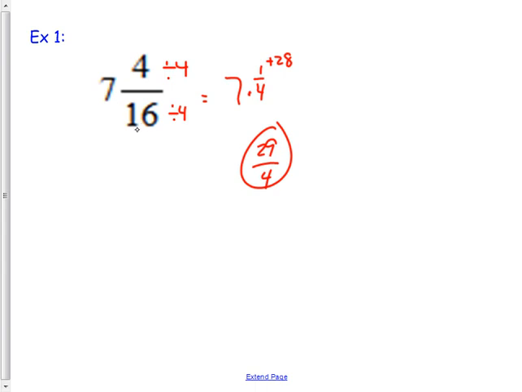We could have done it before, but it would have been more difficult to do in our head. 7 times 16, probably not a really easy multiplication problem to do in your head, and then you have to add 4. And then we would have had to simplify later. So it's much easier to simplify first, okay? So that way we don't have to use bigger numbers after we multiply. Simplify when the numbers are already smaller and easier to work with.